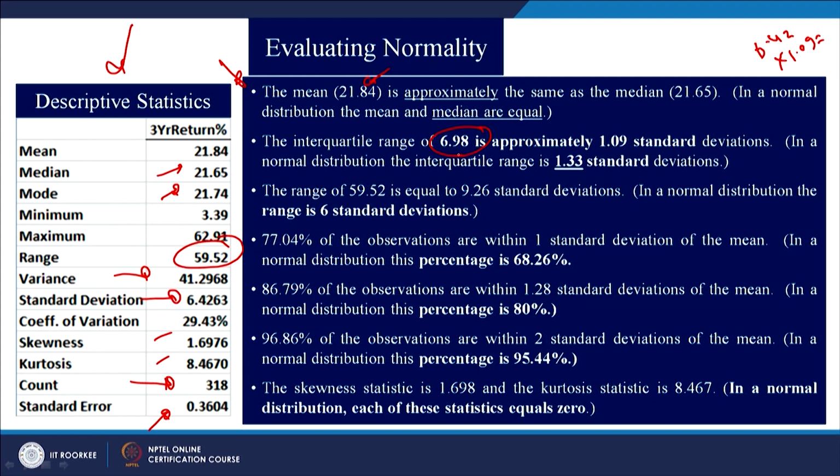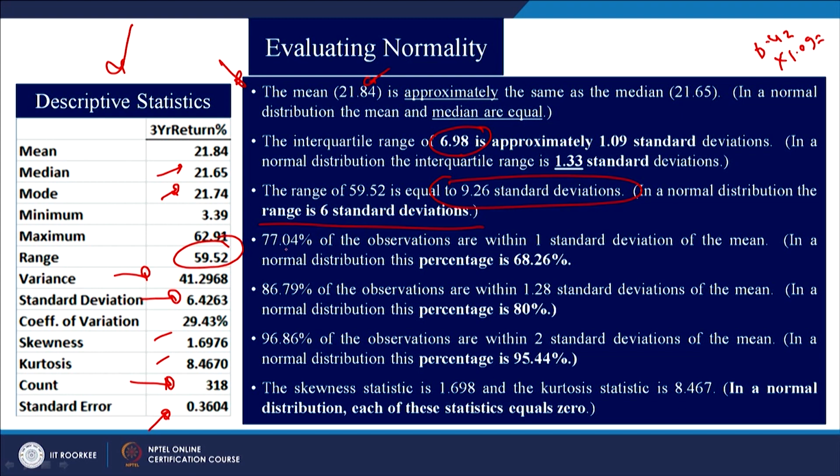Okay. We also know that the range has to be equal to 6 standard deviations. In this particular data set, the range is not 6 standard deviations, it is 9.26 standard deviations.